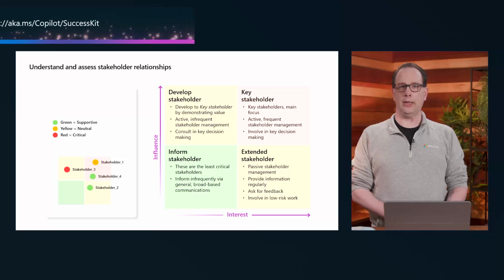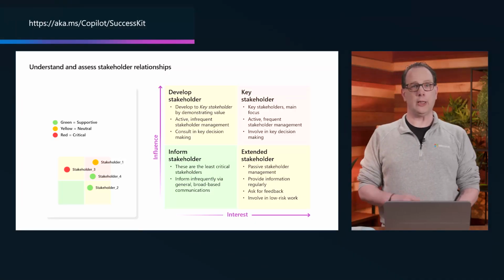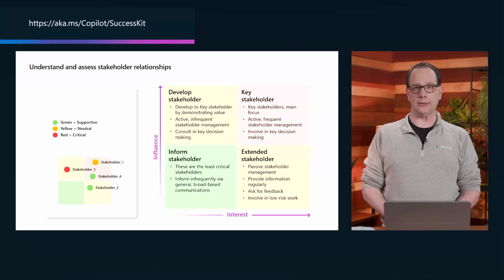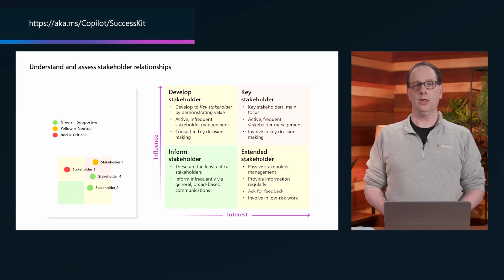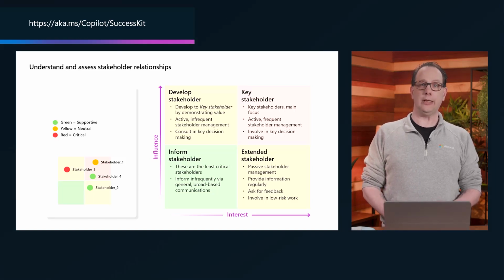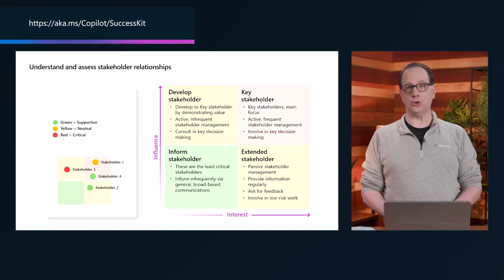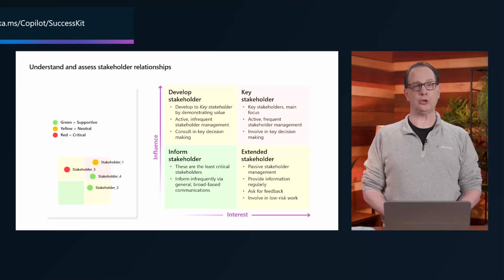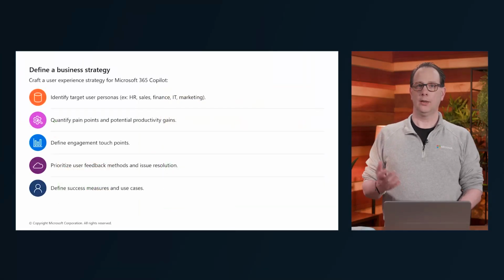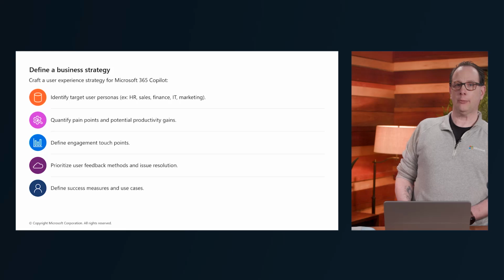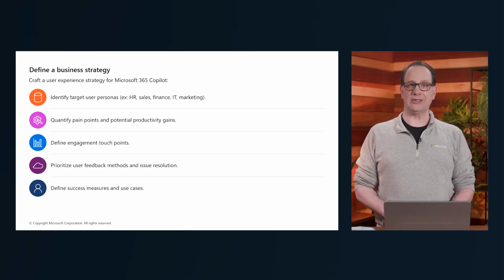Now this slide here is just an illustration of what that green, yellow, red mapping that I talked about before could look like for the different stakeholders within the adoption team and obviously later on within the overall rollout project. So next, let's talk a bit about defining a possible business strategy.